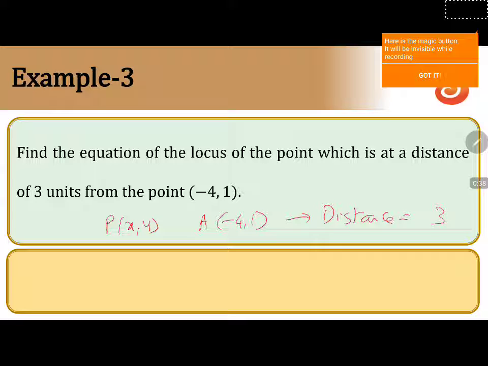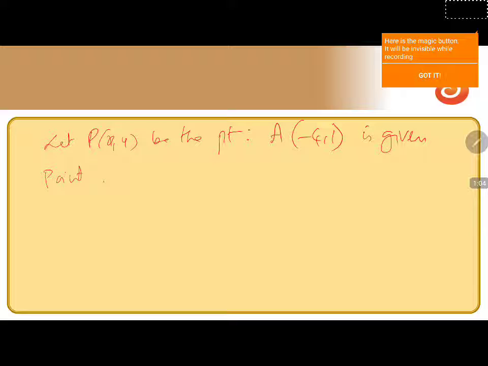Let me take the calculation. Let P(x, y) be the point. And A(-4, 1) is the given point. Given PA is equal to 3.